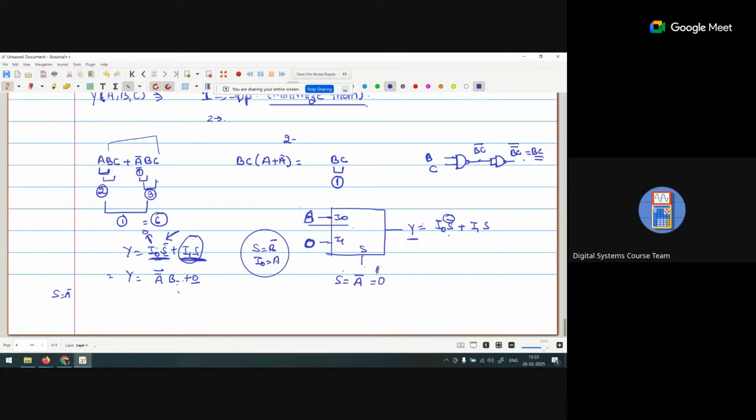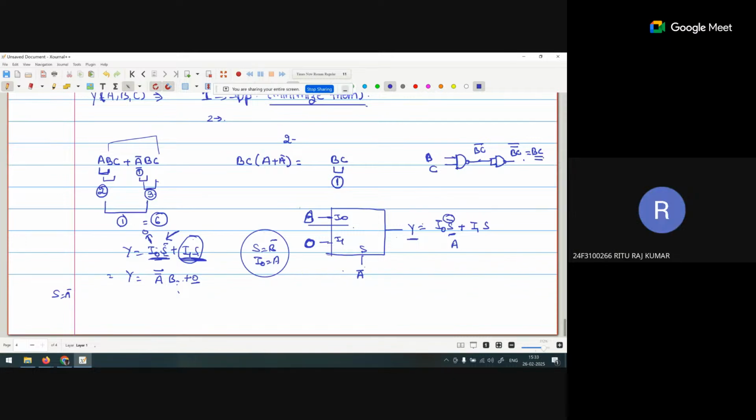S is A bar. Now what is the value of S bar? S bar is A. Sir, we are writing the equation in SOP form. Whether we write it in POS or SOP form doesn't matter. We provide the select line as A bar. Here, only the select line bar is always available. Select line is A bar. What is the select line bar? It is A.